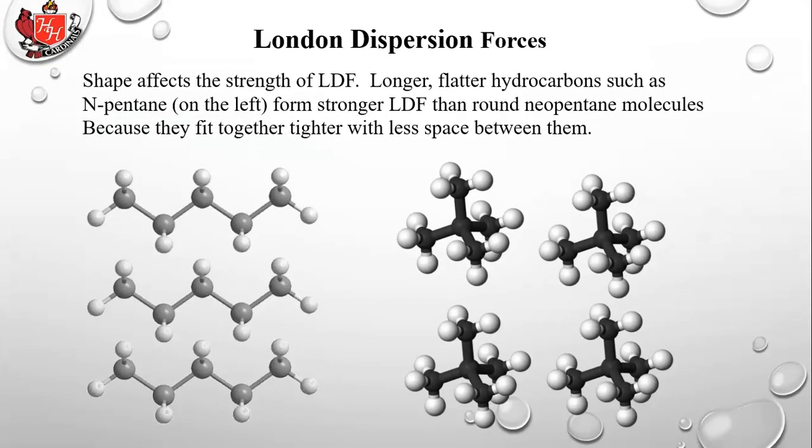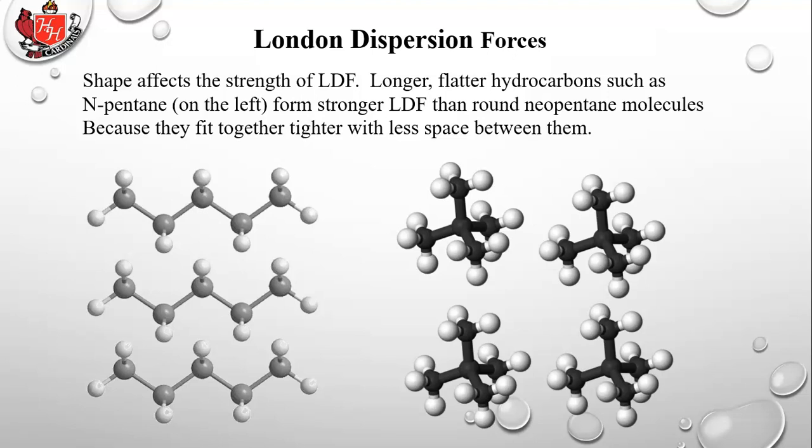The shape affects the strength of London dispersion forces. Longer, flatter hydrocarbons, such as n-pentane on the left, form stronger London dispersion forces than round neopentane molecules because they fit together tighter with less space between them. This is just kind of intuitive. You can see how the molecules on the left will fit more tightly together, and therefore these relatively weak forces will be able to latch on, will have one molecule latch on to the other more easily.